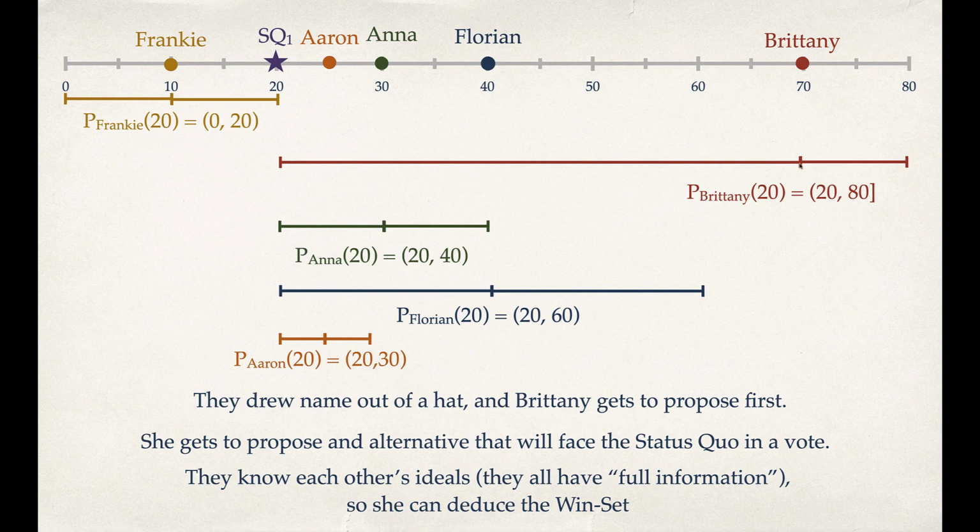And she knows she's kind of an extremist here. She's way out here. So she might already intuitively know, if I propose 70, a bunch of these guys aren't going to like 70 better than 20. So maybe that's not my go-to here. Maybe I want to propose something that is as close to my ideal as I can get, but that will actually beat 20.